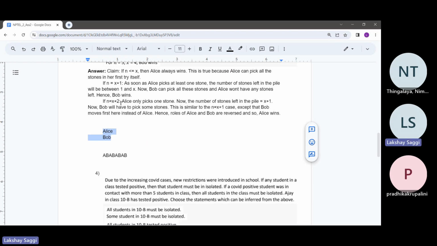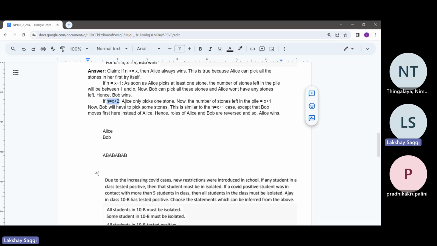Right. So now here, if n was equal to x plus 1, we had established that Bob wins. So basically, we had established that if n was equal to x plus 1, then the person moving second will win. Now, what I'm saying is, if n was actually equal to x plus 2, in this case, I'm claiming that the person who moves first will always win. And how is this true?